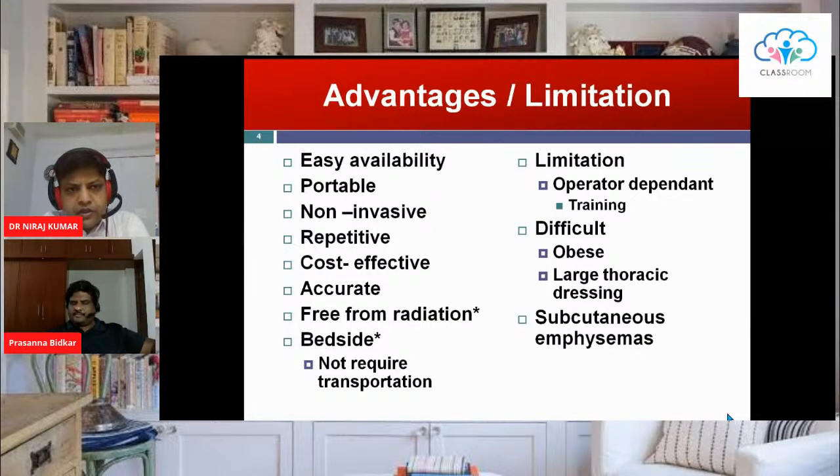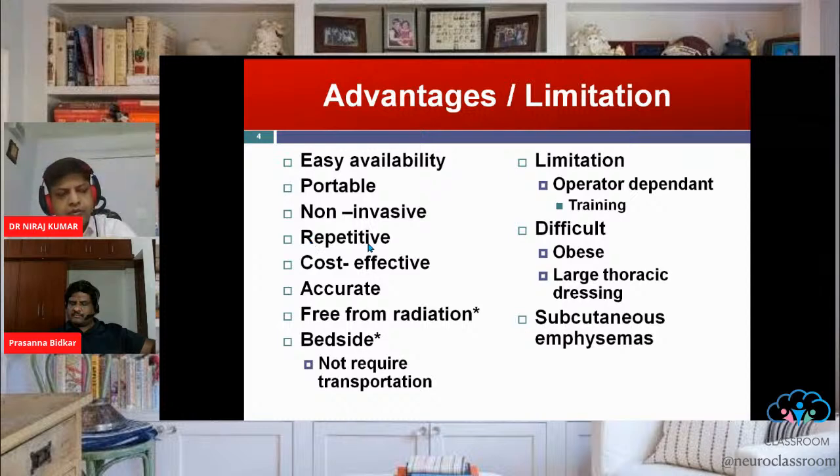So what are the advantages of lung ultrasound? First of all, if you are working in the ICU, there are ways of doing the lung examination: either by auscultation, X-ray, or CT scan. If you consider lung ultrasound, easy availability is a very important feature. Then it is very portable, non-invasive, and repeatable. You can do it several times. You can do some intervention again and see whether your intervention is working or not. It is very cost-effective and accurate in the hands of expert physicians. The most advantageous feature of ultrasound is that it is free from any kind of radiation. And of course, it is bedside. You need not transport your serious patient to any radiology department.